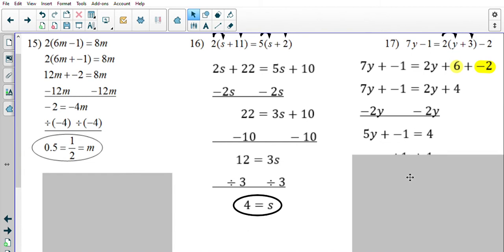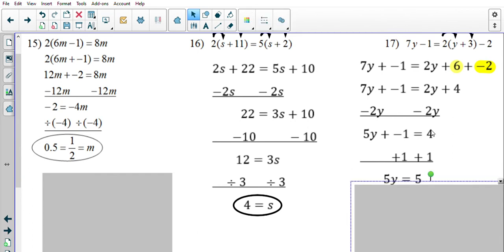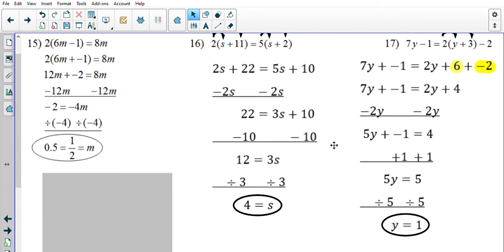The inverse of adding negative 1 is to add a positive 1. That's going to get us 5y equals 5. Divide both sides by 5. Our final solution will be y equals 1. Again, lots of steps here, so lots of places where you can make mistakes, so be really careful.